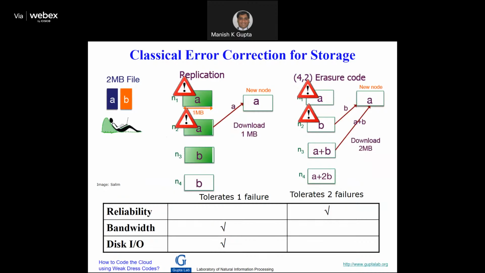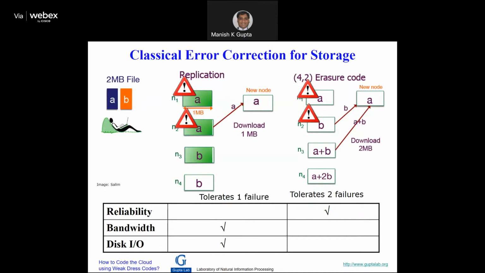In one way, this 2 MB file, there are 4 nodes. I am replicating each packet twice. So node 1, packet A, node 2, packet A, node 3, packet B, node 4, packet B. If I do this replication, what happens? Suppose node 2 fails, I can recover data from node 1. No problem, right? So this is very simple replication.